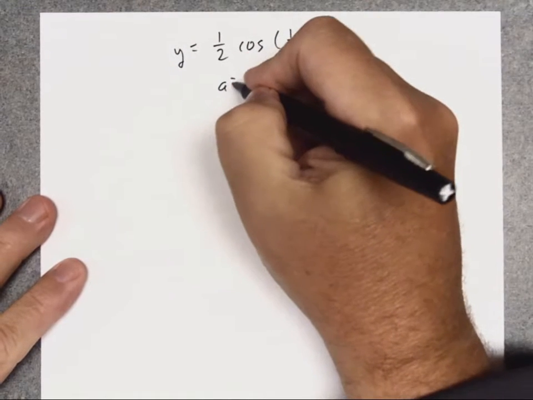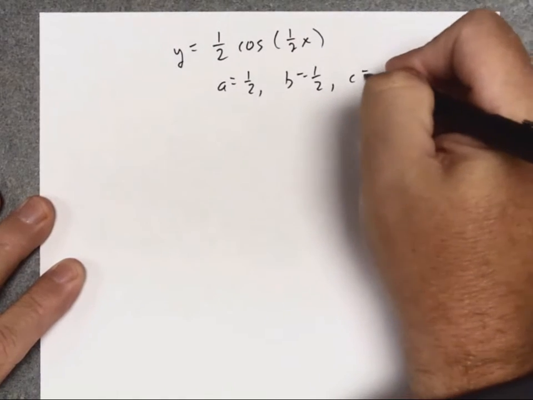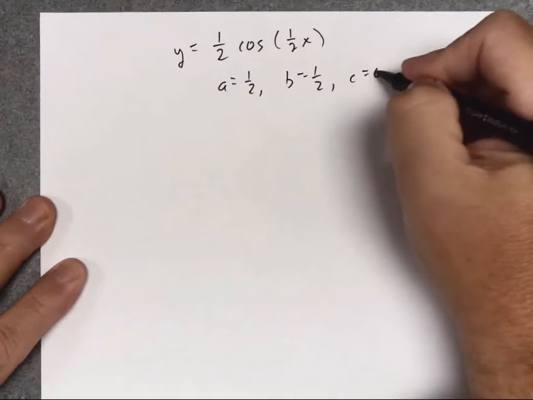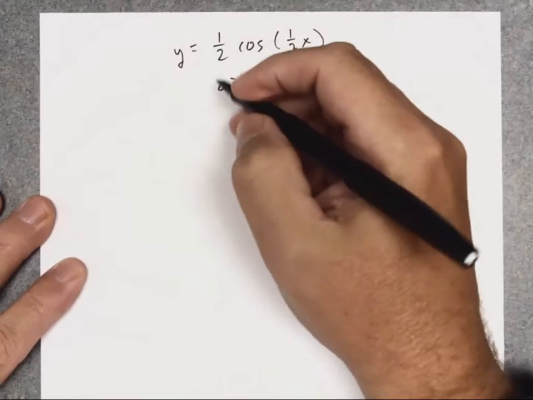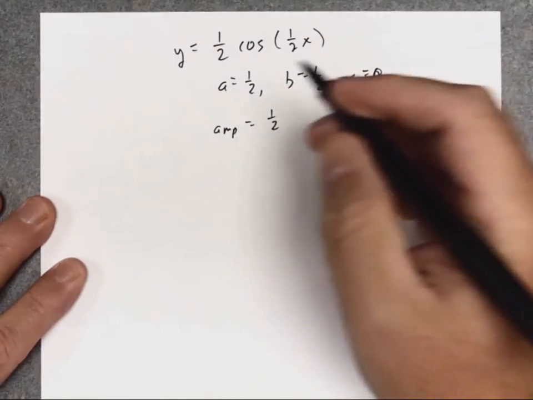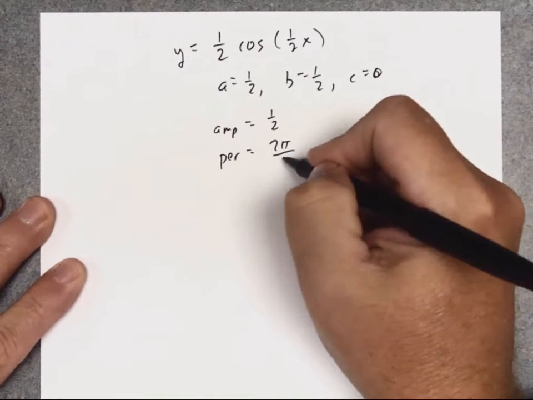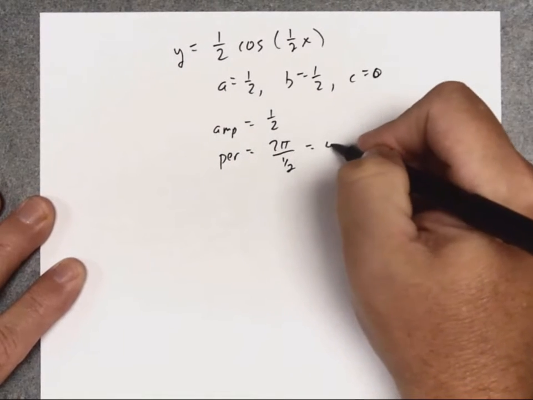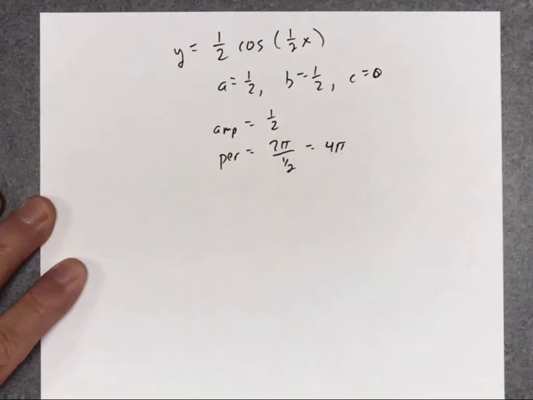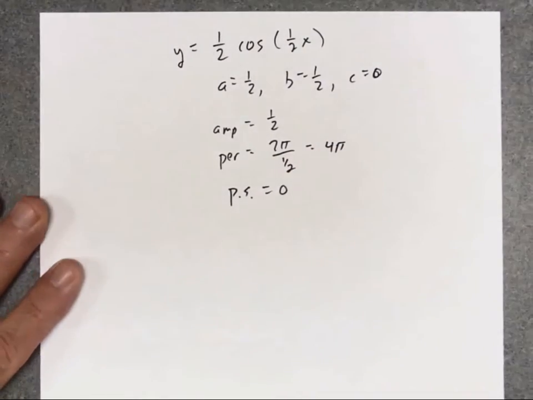So we know that the A is 1/2, my B is 1/2, C continues to be 0. So I know the amplitude is going to be 1/2. The period is 2 pi over 1/2, which is actually 4 pi. And the phase shift is 0 again.